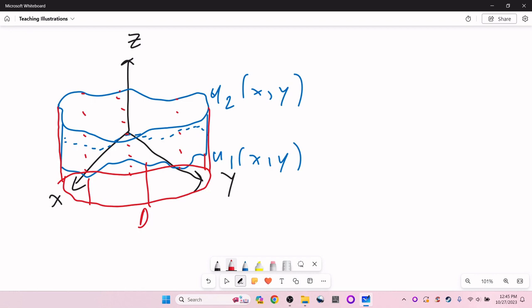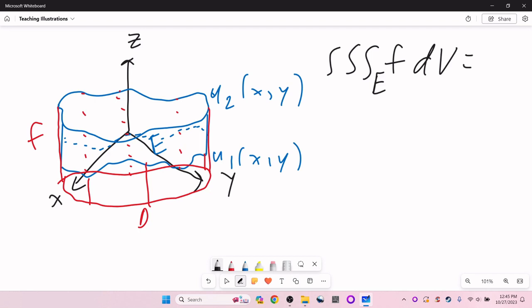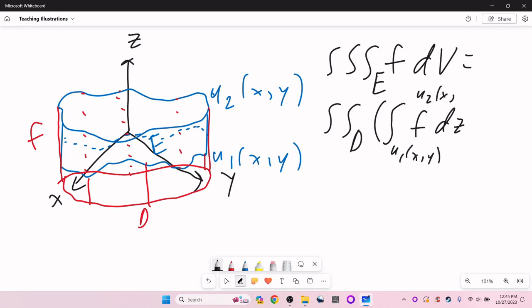And so if this is f, we're evaluating some function f, and this whole 3D region is E. D is the shadow of it. So we're doing the triple integral of f dV across E. Well, that would be the same as doing the double integral across D of, in parentheses, f dz from u1 of x,y to u2 of x,y, and then integrate that dA.